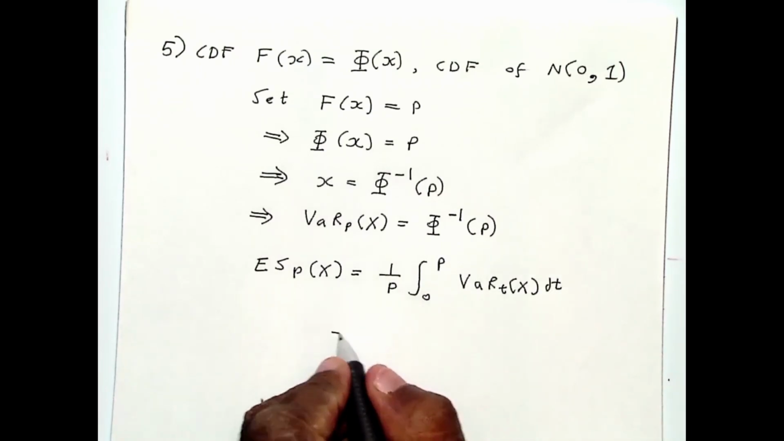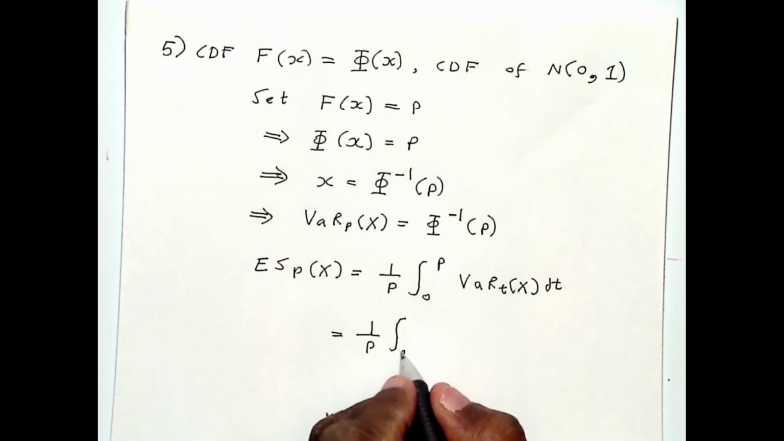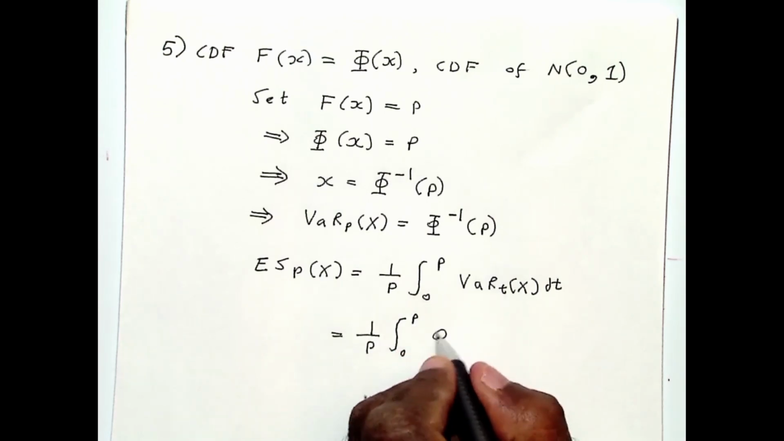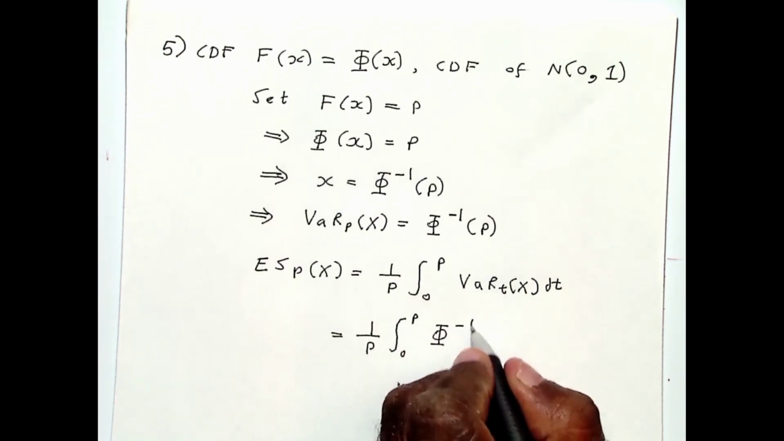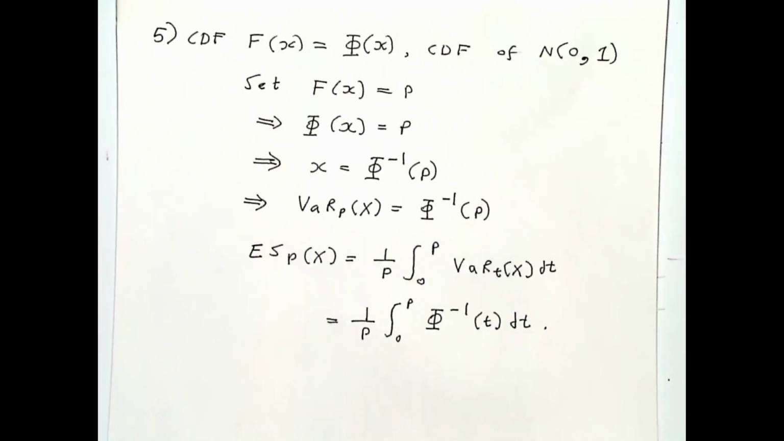Okay. All right, now to find ES, we use this. So this you can write as 1 over p times the integral from 0 to p of this. Alright. Well, this cannot be simplified further, so you have to leave it like this. Okay. So that's part 5 of sheet 6. Now part 6 is the following.